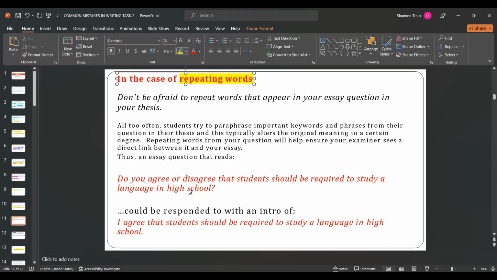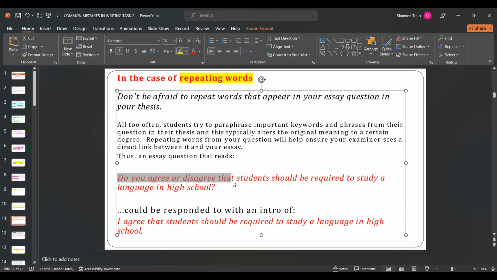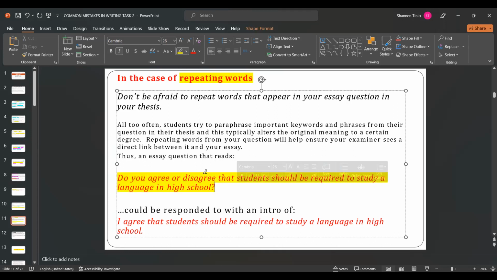But here, we're just going to talk about, in the case of repeating words, don't be afraid to repeat words that appear in your essay question, in your thesis. Okay. For example, do you agree or disagree that students should be required to study a language in high school? I think the question is asking about if students are required to study a foreign language in high school. So your introduction can be, I agree that students should be required to study a language in high school. Is it okay? Yes, it's okay.